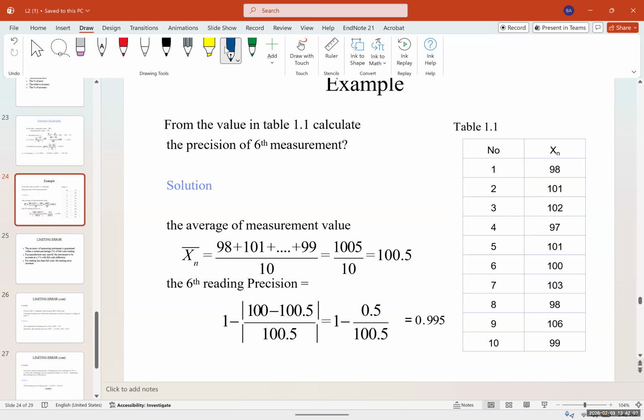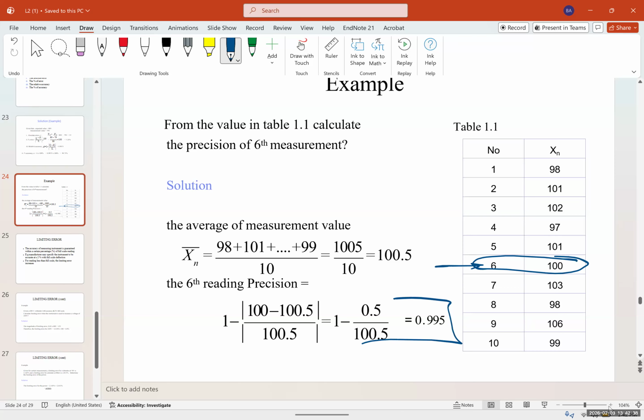Now for the sixth reading precision, we want to find the sixth reading, which here was 100. What we want to do is subtract that from the average to see how far that measured value is from the average. So it's going to be 100 minus 100.5 divided by the average, which is 100.5, and it gives us a precision of 0.995.